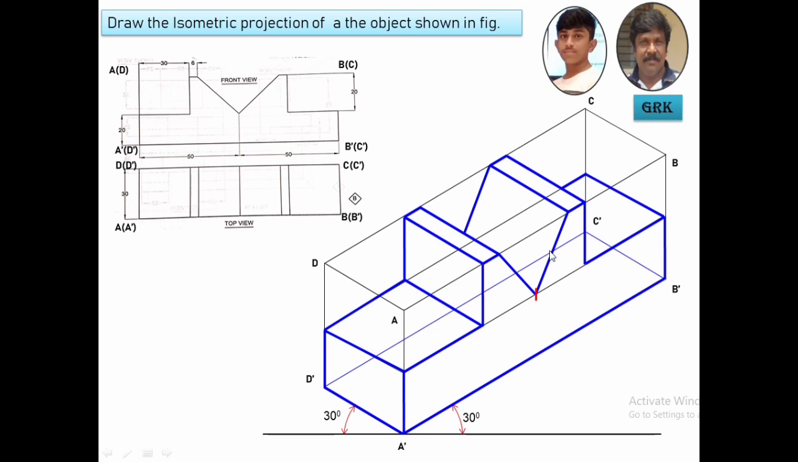This is a given object. This has been converted into orthographic and it has been given. We are converting from orthographic view to the isometric view. You will get another chapter where isometric view will be given. You have to draw the orthographic views. You can have a look at that in the orthographic session.